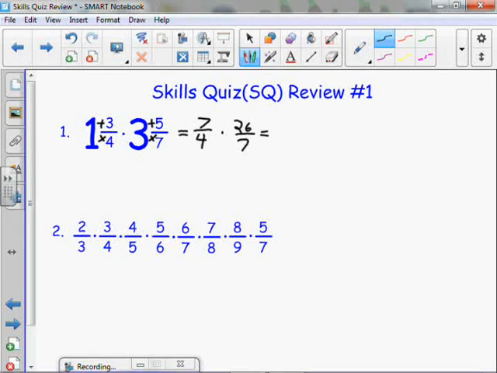Next thing we ask ourselves is if there are numbers in the numerator and denominator that have common factors. In this case, yes, 7 and 7 have a common factor of 7. 7 divided by 7 is 1. 7 divided by 7 is 1. 4 and 26 have common factors. That common factor is 4. 4 divided by 4 is 1. No, that's not a common factor. That common factor is 2.